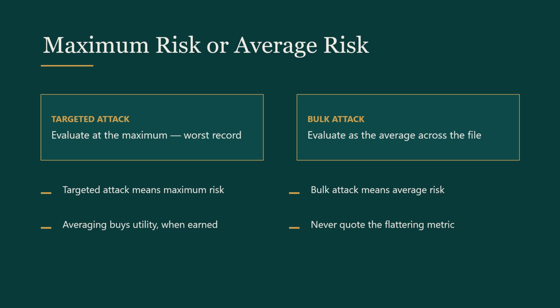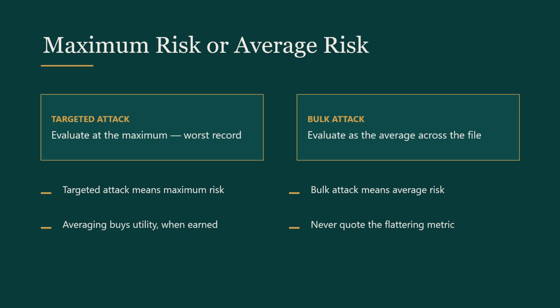Prosecutor and journalist models are therefore evaluated at the maximum, meaning no single record in the file may exceed the threshold. If the adversary does not pick the target and simply harvests whatever the linkage yields, then a single exposed record does not characterize the attack, and the expected proportion of correct matches across the file is the honest summary. Marketer risk is therefore evaluated as an average.